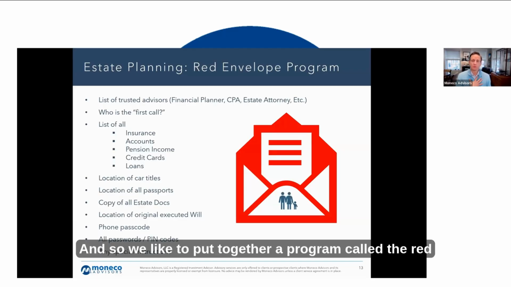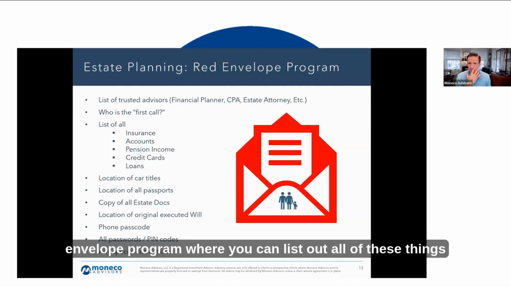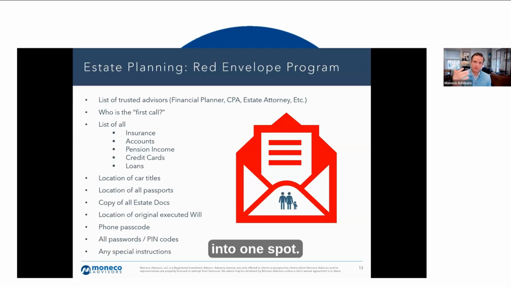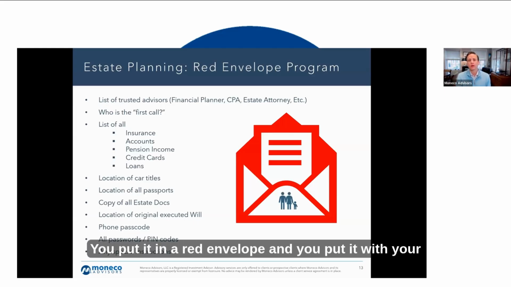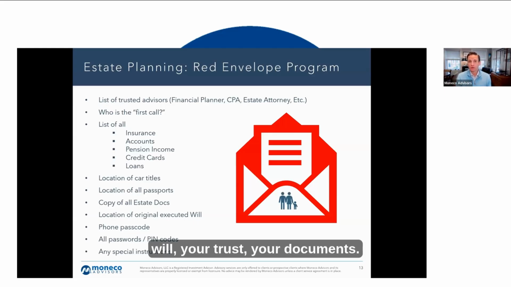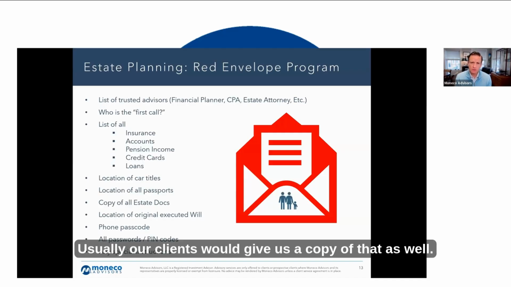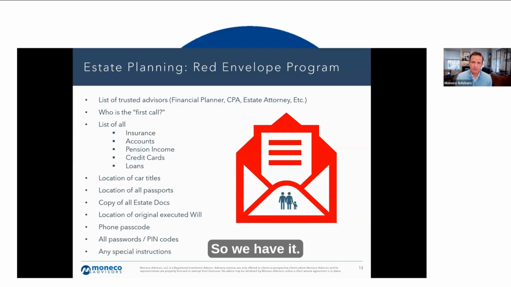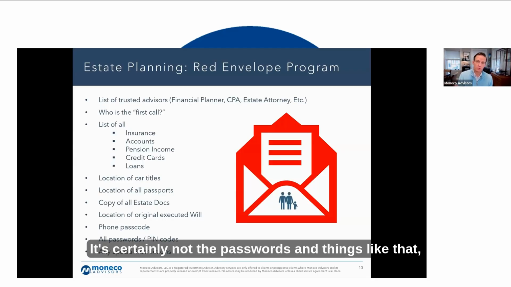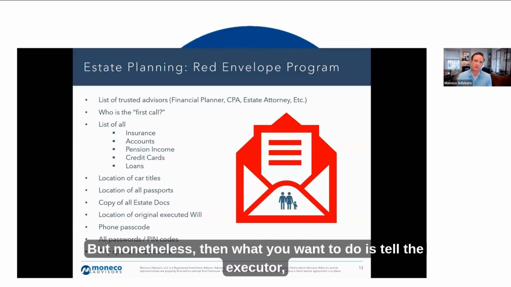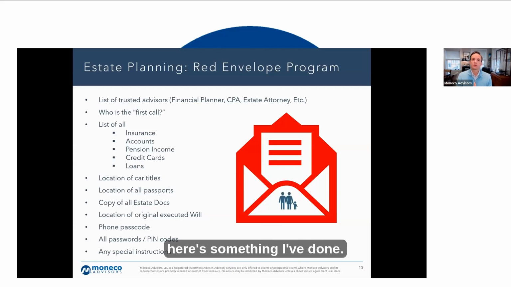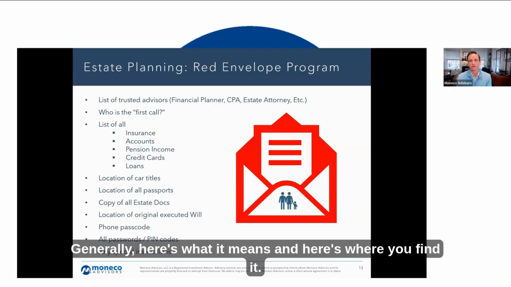And so we like to put together a program called the Red Envelope Program, where you can list out all of these things into one spot. You put it in a red envelope, and you put it with your will, your trust, your documents. Usually, our clients would give us a copy of that as well, so we have it. Certainly not the passwords and things like that, but we have a copy, or we at least know where it is. But nonetheless, then what you want to do is tell the executor, here's something I've done. Generally, here's what it means, and here's where you find it.